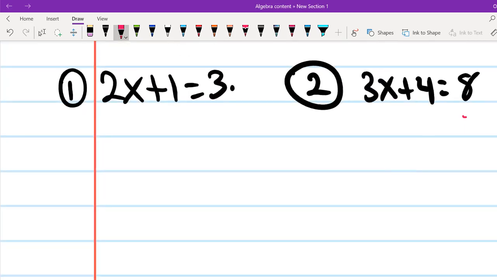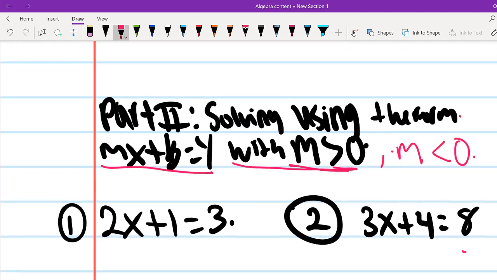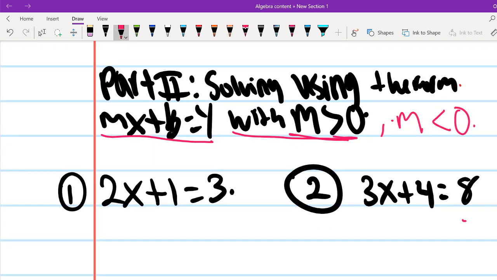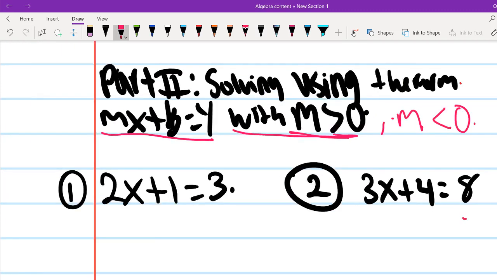Okay, so this video is going to be about solving linear equations using the form y equals mx plus b, with m being greater than 0, or also where m is less than 0. So the first one is going to be, let's see, the first one says 2x plus 1 equals 3.